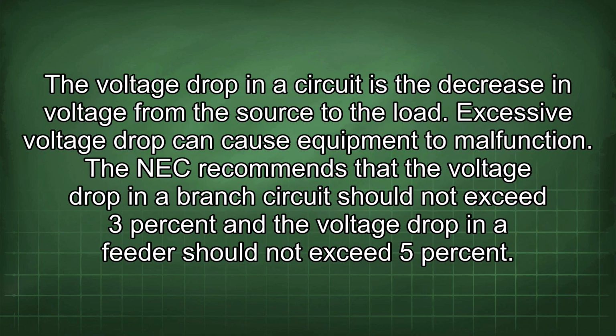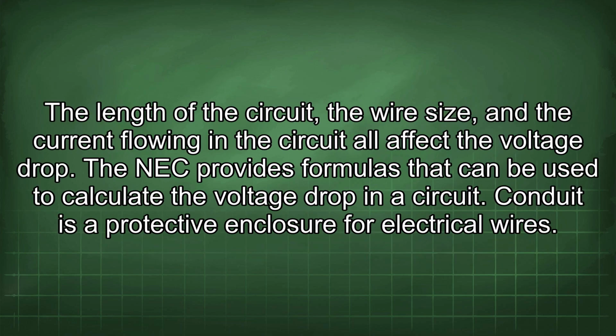The voltage drop in a circuit is the decrease in voltage from the source to the load. Excessive voltage drop can cause equipment to malfunction. The NEC recommends that the voltage drop in a branch circuit should not exceed 3% and the voltage drop in a feeder should not exceed 5%. The length of the circuit, the wire size, and the current flowing in the circuit all affect the voltage drop. The NEC provides formulas that can be used to calculate the voltage drop in a circuit.